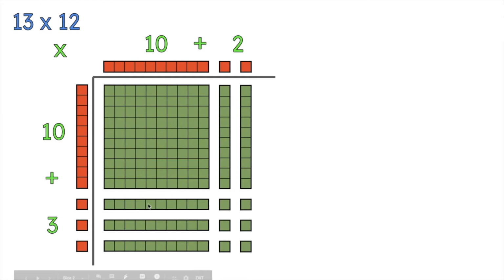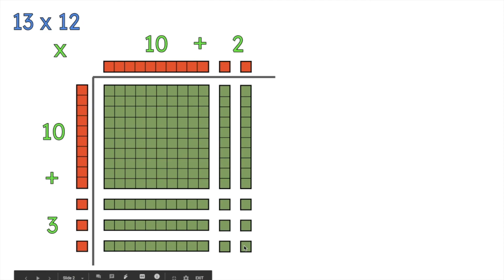So again, I have 10, 11, 12, 10, 11, 12. So my goal was to do 13 groups of 12, and I have that. So in order for us to find this answer, we just got to do 100, 110, 120, 130, 140, 150, 151, 152, 153, 154, 155, 156.